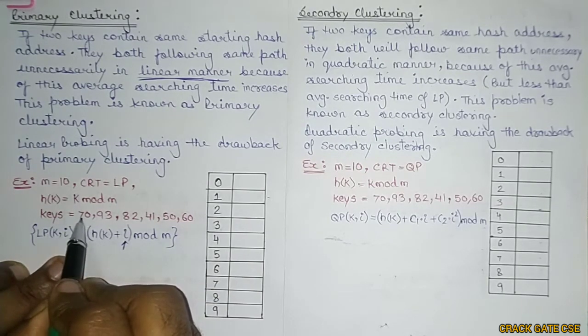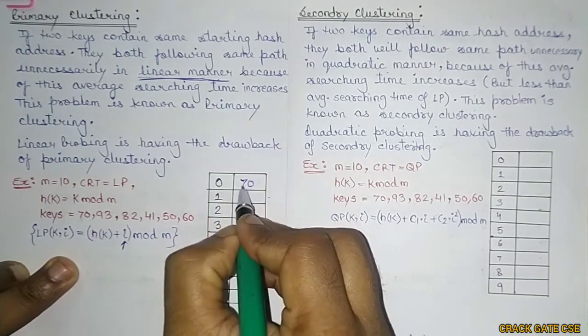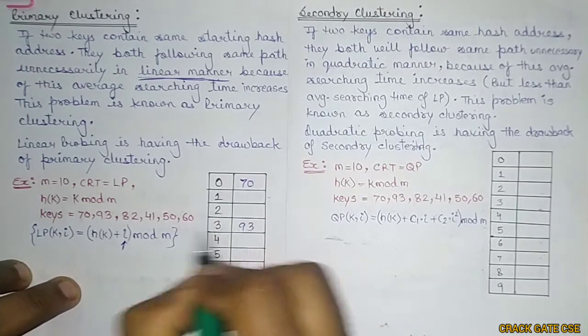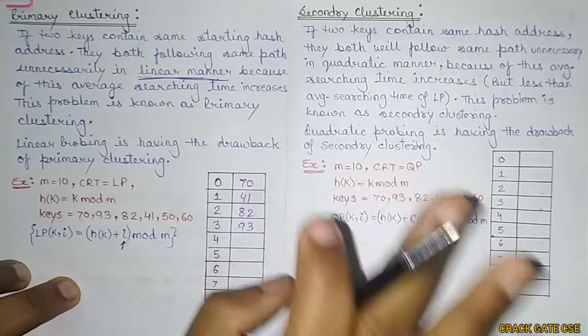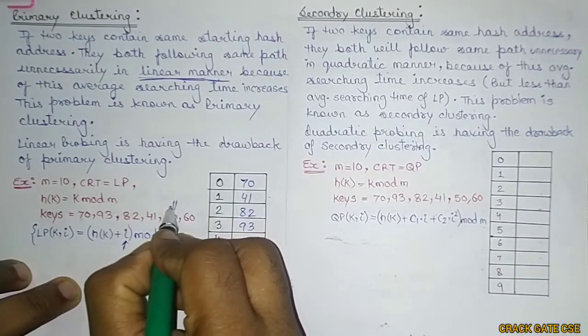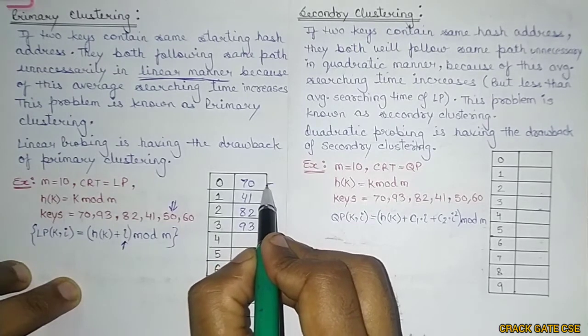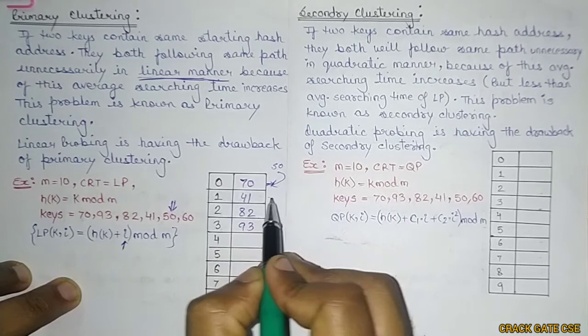For 70, mod m will be 0, so 70 can be here. 93 mod m will be 3, so 93 can be here. 82 can be here and 41 can be here. So for now there is no conflict. But if you check for 50, first of all the address will be 0, so 50 will first check here, right?